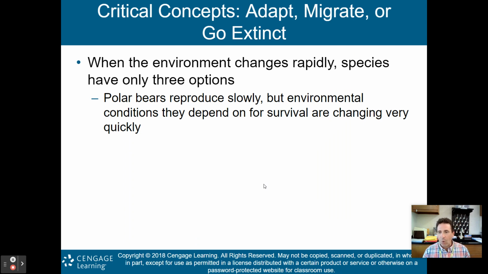So what happens when things begin to change? Well, species only have three choices. They adapt, they migrate, or they go extinct, right? When the environment changes rapidly, species only have those three options. The problem is many creatures like polar bears reproduce slowly, but the environmental conditions they depend on are changing very quickly. That's really the big issue here, guys, and that's the problem.